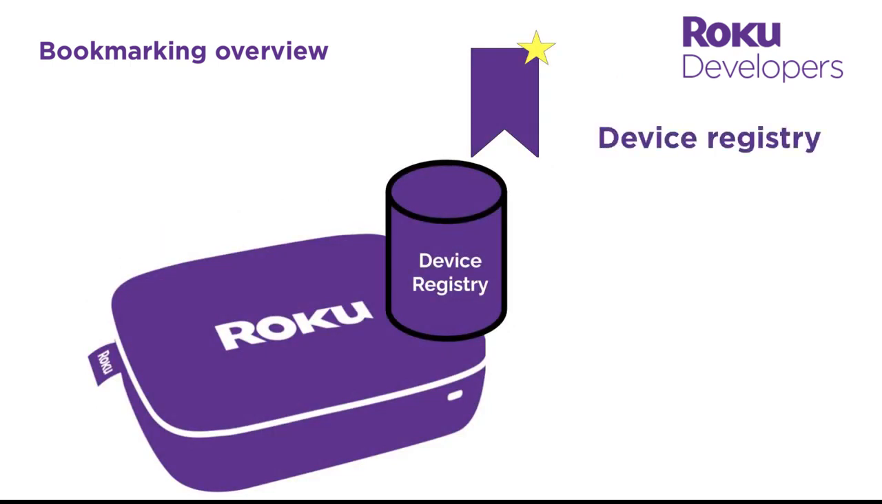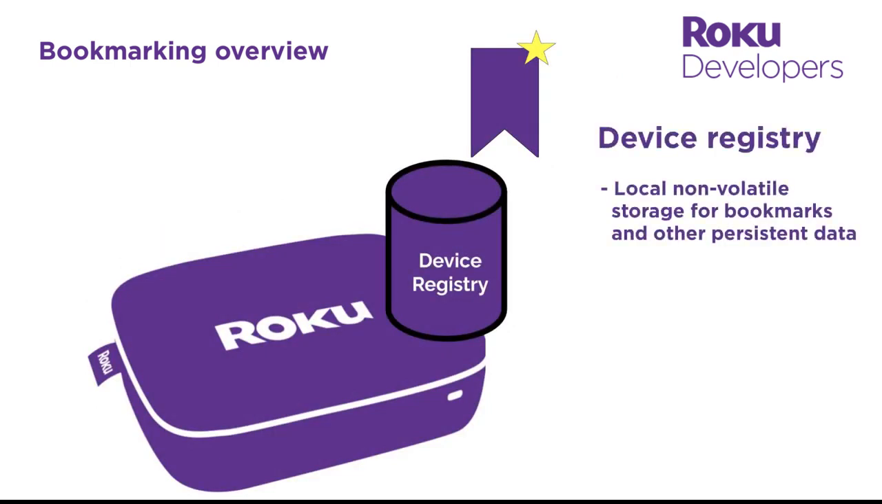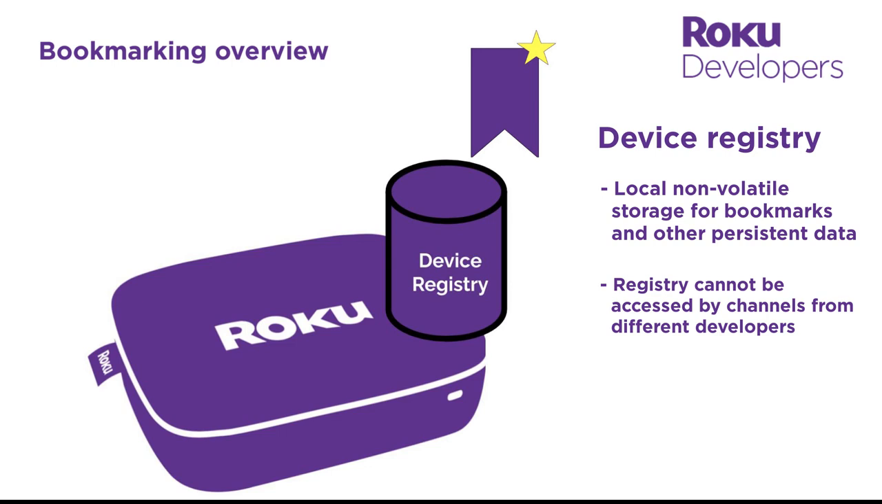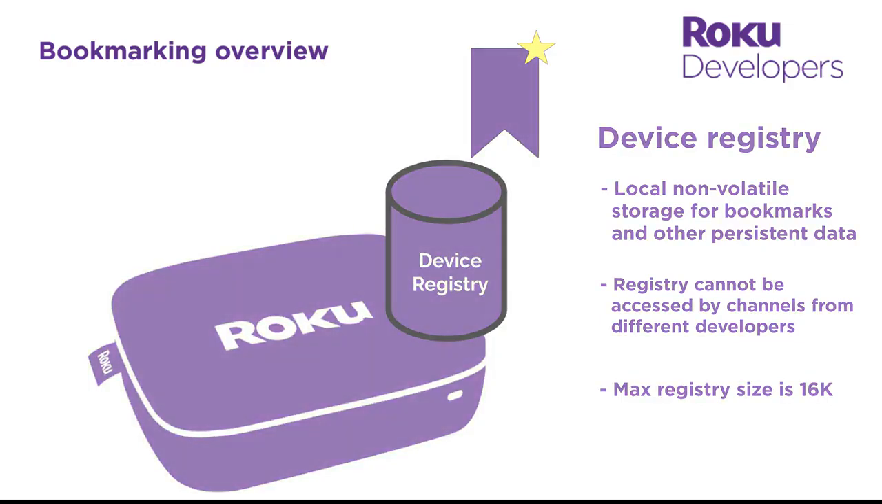The device registry can be used to store small pieces of data like bookmarks on a Roku device. Channels can write data to a separate secure section in the device registry. This section cannot be accessed by channels from other developers. The maximum size of each channel's registry is 16K bytes. Therefore, channels need to minimize the amount of data stored and the frequency it is updated.